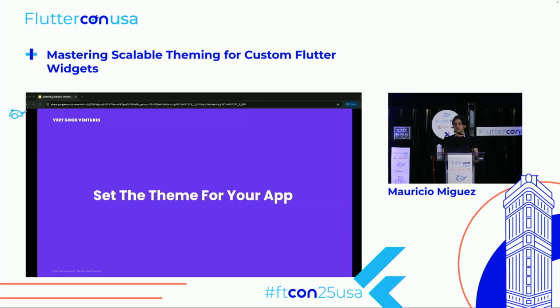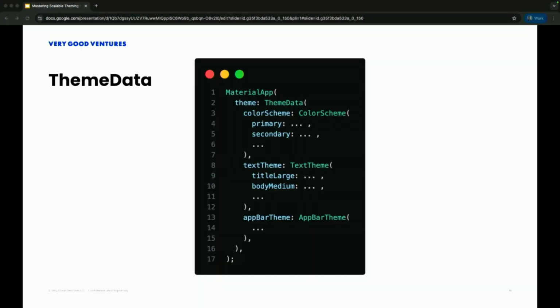But how do you actually set the theme for our application? So this involves playing around with the ThemeData object, which has various sub-themes that govern different aspects of the styles in our application. And we use that to style different aspects of our design system.